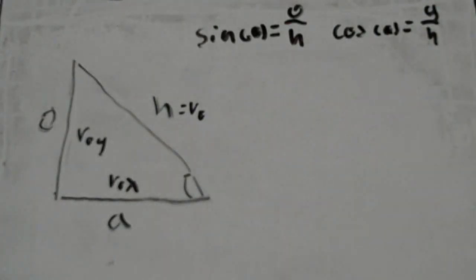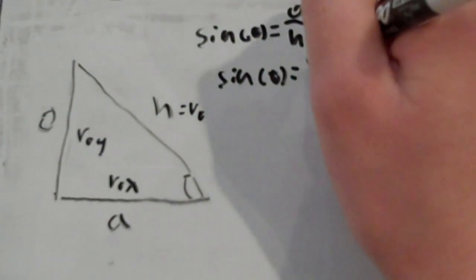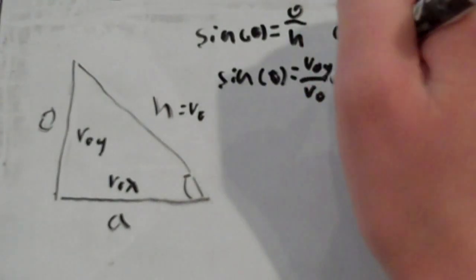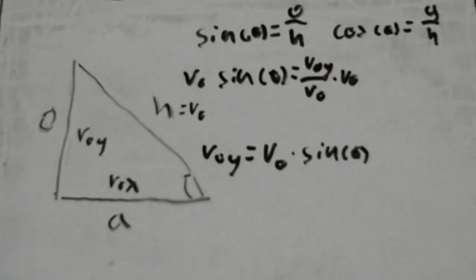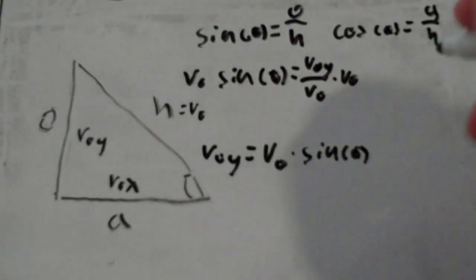And then this h would be our combined initial velocity. So, if we just substitute that in, we have the sine of theta equals the initial vertical velocity over the initial velocity. Multiply the initial velocity to there. So now we have the initial vertical velocity is the same as the combined velocity times the sine of our angle. That's how we do that. Similar thing with the cosine.